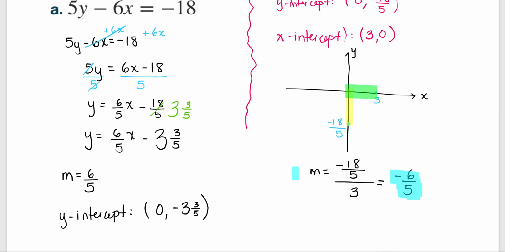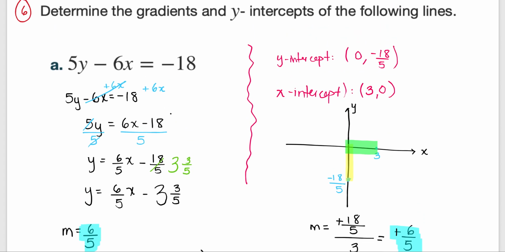I made a mistake here. What is my mistake, girls? I have 6/5 in both, but I wrote here that my run was negative. Is my run negative or am I going upwards? I'm going upwards, so my run was not negative. My run was positive. So my gradient is 6/5, the same one that I found here. So you can use both methods to solve it, but I know that this might not be intuitive at the beginning, but the more that you practice, the better that you will get at it. And if you have any questions, please let me know. Thank you, girls.